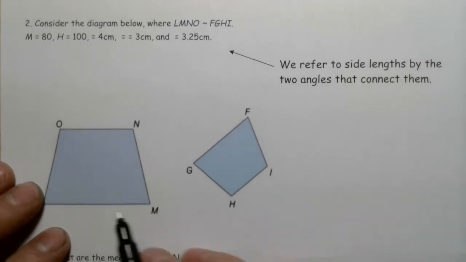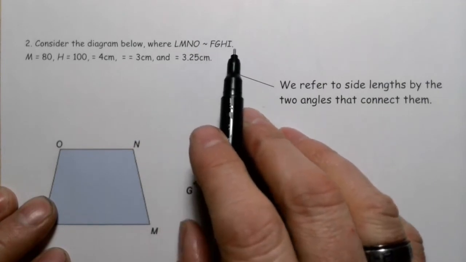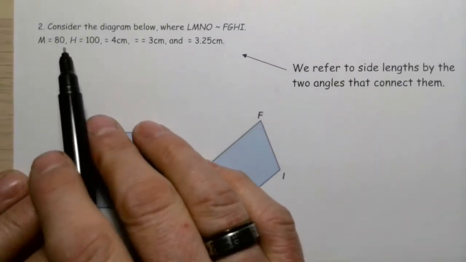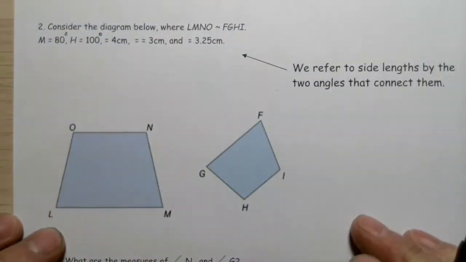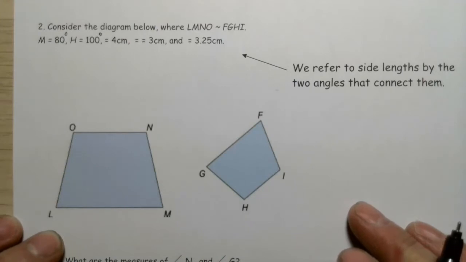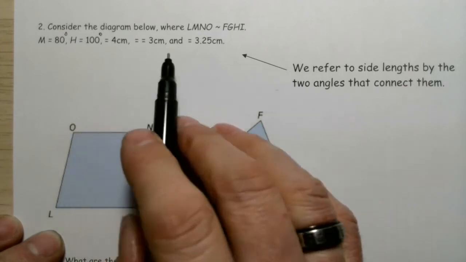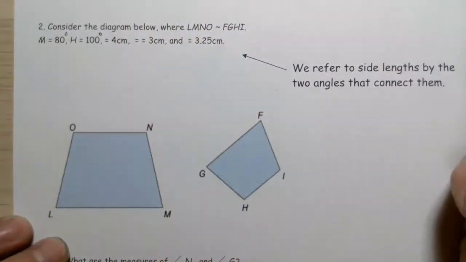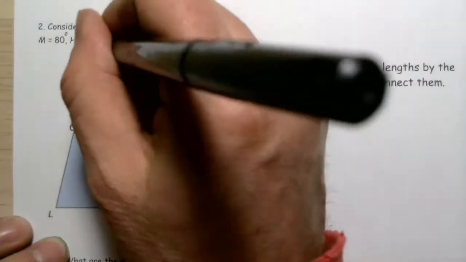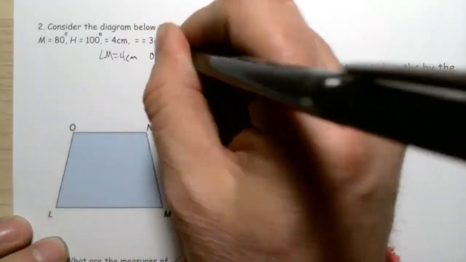Consider the diagram below, where shape LMNO is similar to FGHI. We give you M is equal to 80 and H is equal to 100, and even though the symbol isn't written there, they should be degrees. We are missing the side lengths, so I will make them up for convenience's sake. Let's say that LM equals 4 centimeters.